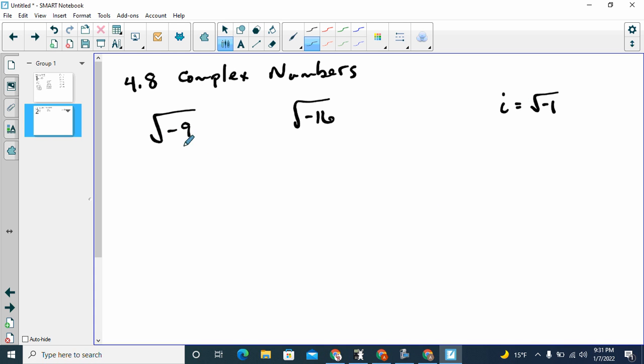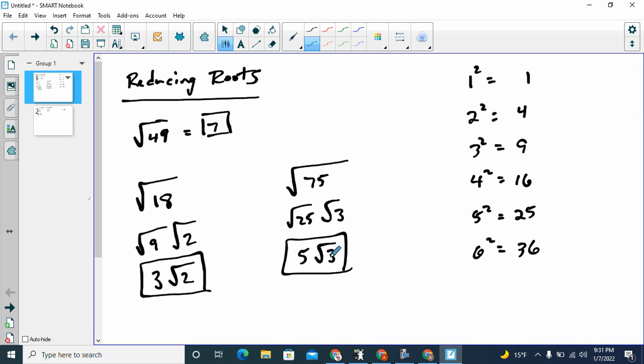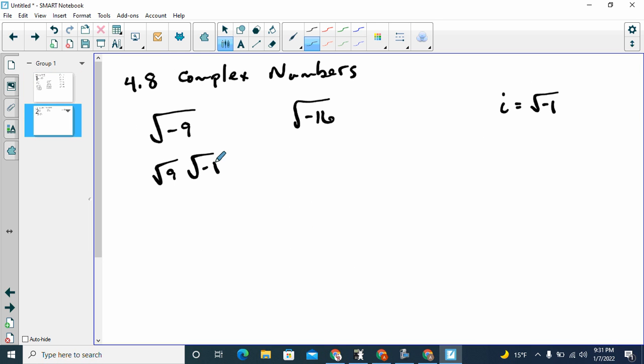And now I can simplify the square root of negative 9. I can rewrite it as the square root of 9 times the square root of negative 1, just like I rewrote 75 as square root of 25 times square root of 3. And now the square root of 9 is 3, and the square root of negative 1 we just defined as i. Square root of negative 9 we say is 3i.